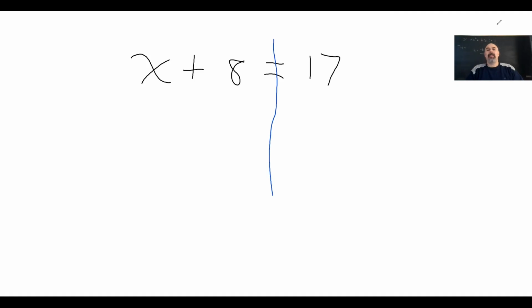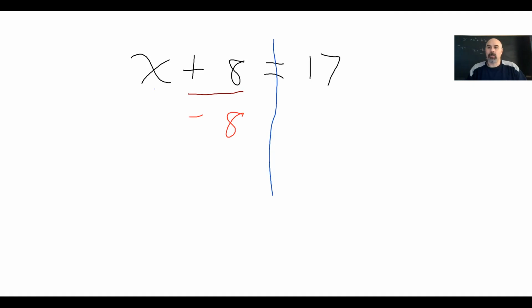And then I want to look at what am I doing to the x? Well, I'm right now adding 8 to the x. Well, to solve, I want to get this x by itself. What does x equal? So if I'm adding 8, I want to undo this. And so I am going to subtract 8. So if I take a number, I add 8 to it, and then I take the 8 away, I'm going to be left with that number.